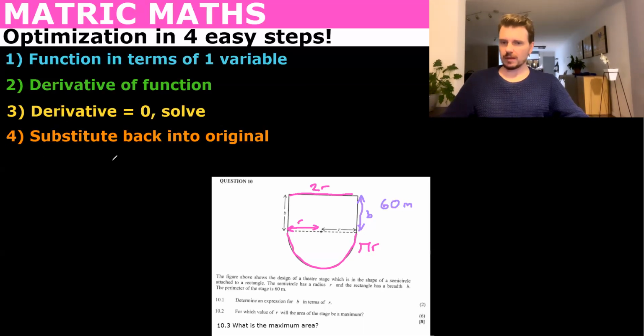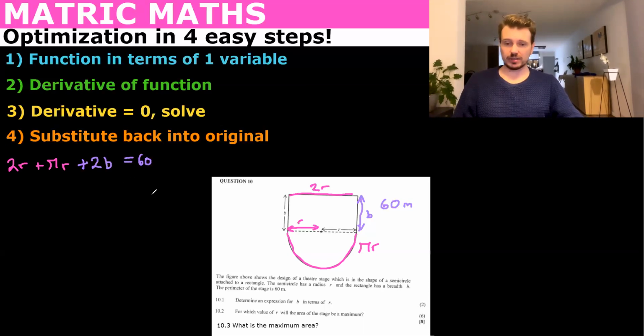So the full perimeter. So we're going to say 2r plus pi r plus 2b is equal to 60 in total.